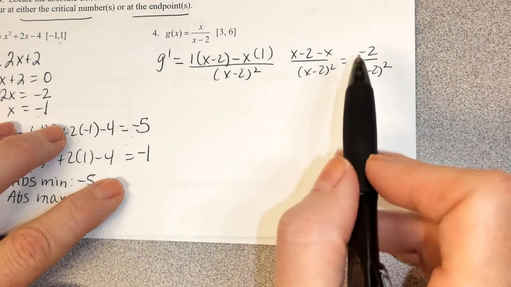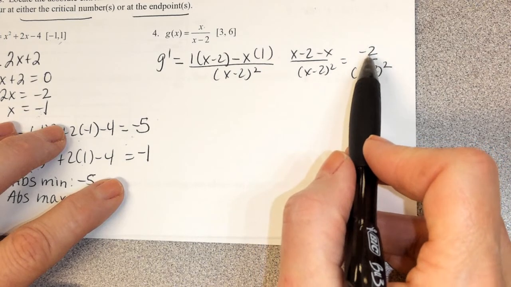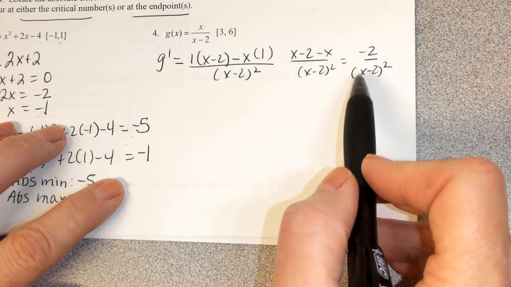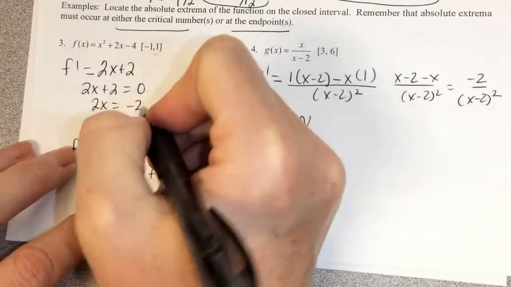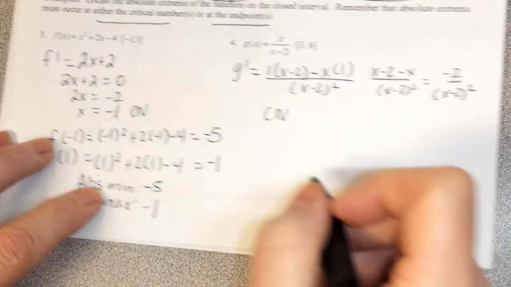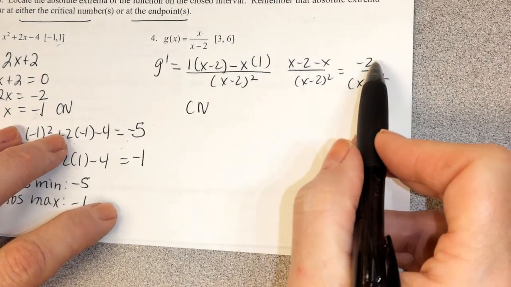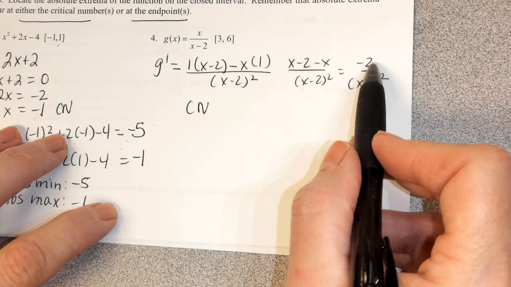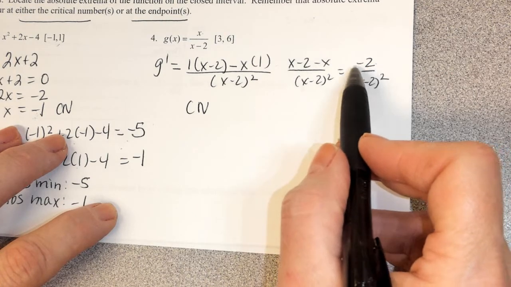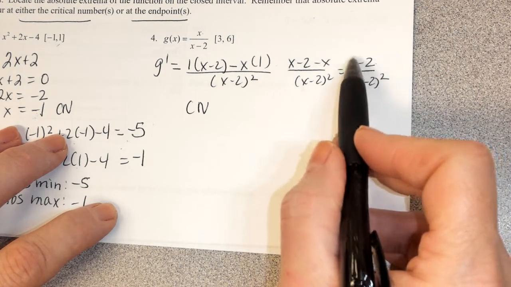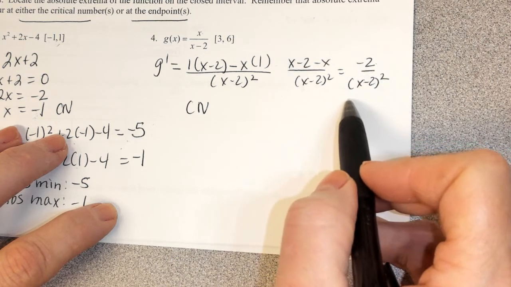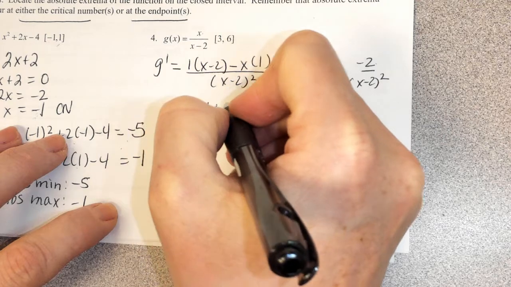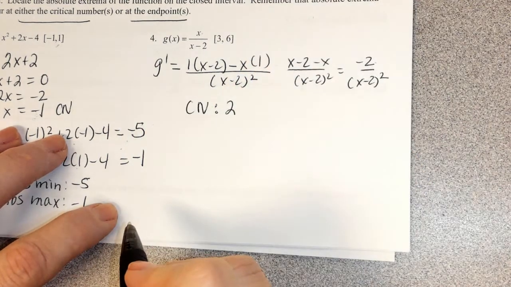So remember, whatever makes this derivative equal 0 and whatever makes this undefined would be critical numbers. Let's just jot this down as a critical number there. Does anything make the top equal 0? Is there any value of x? No. So I don't have a critical number based off of having this equal 0. But what value would make this undefined? 2. So 2 is a critical number.